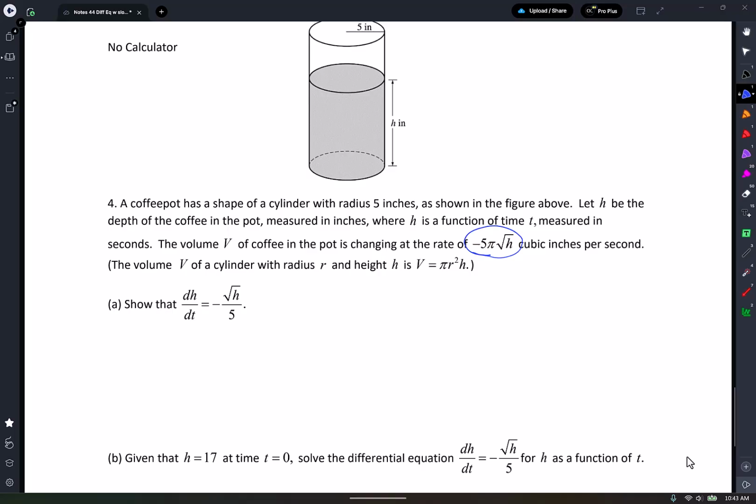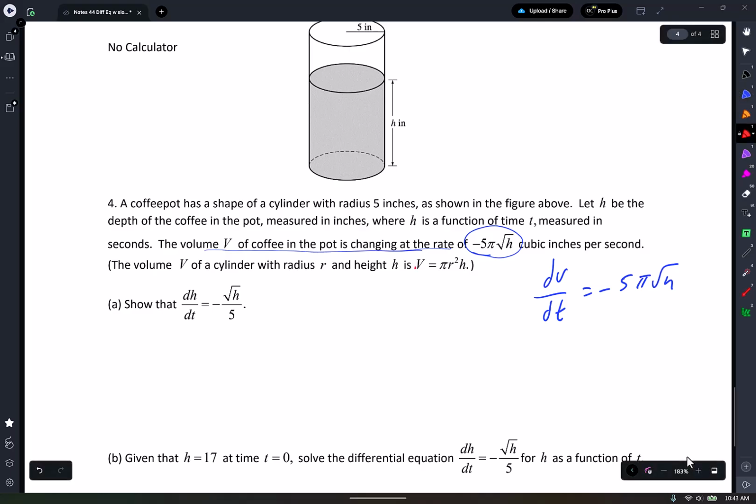What is that? -5 pi square root of h. That's dV/dt. Look, the volume of coffee in the pot is changing at a rate. So that right there is dV/dt. So dV/dt equals -5 pi square root of h. Are we still okay? They're being nice to us.